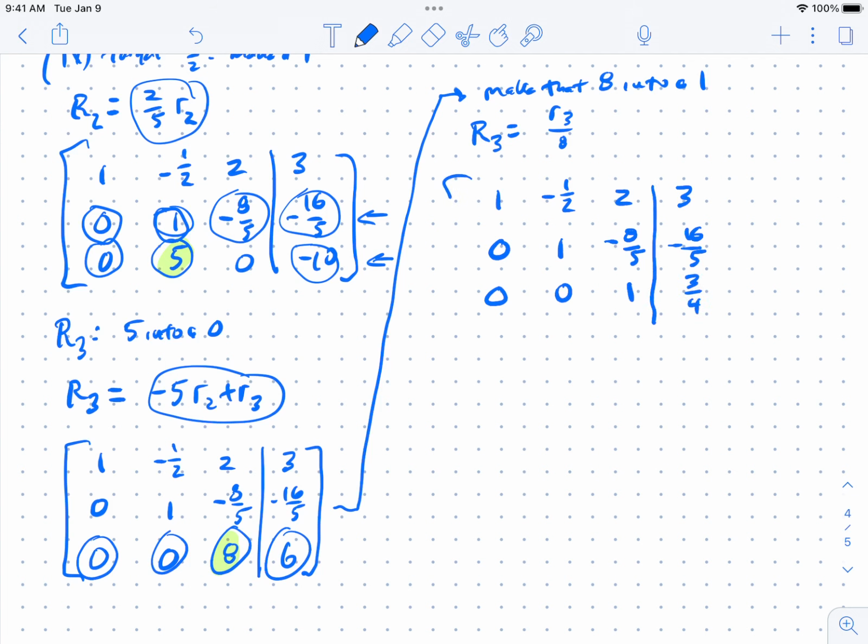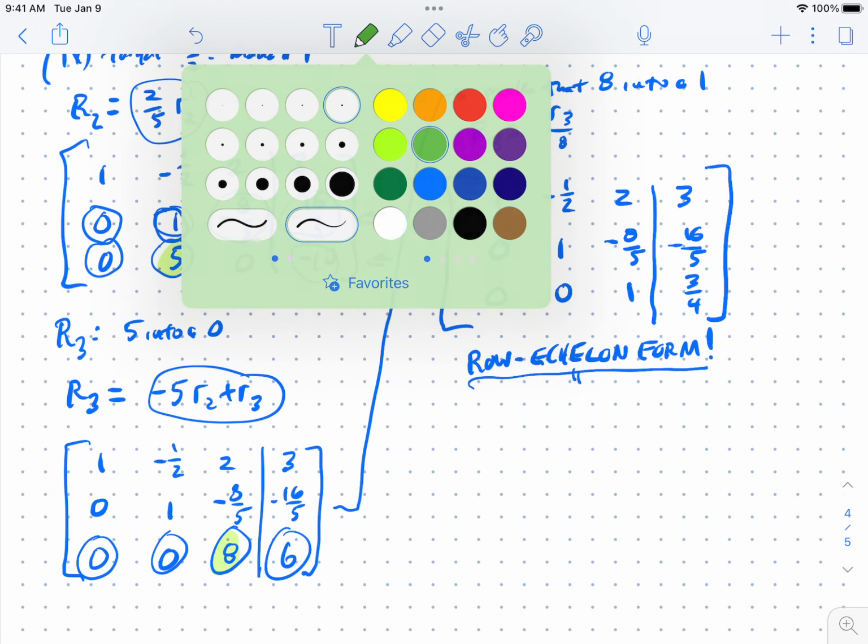Put your line there. Go like this. And then go like this. Yay, I've reached row echelon form. Once you've reached row echelon form, all that's left is to solve it. I find that humorous. All that's left is to solve it.